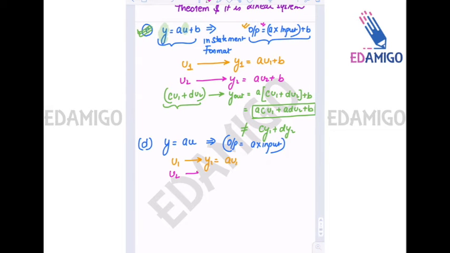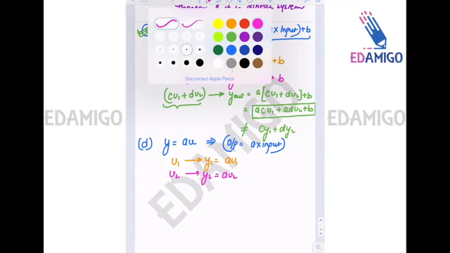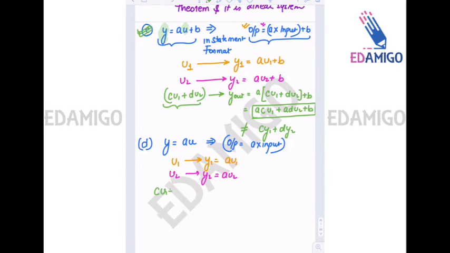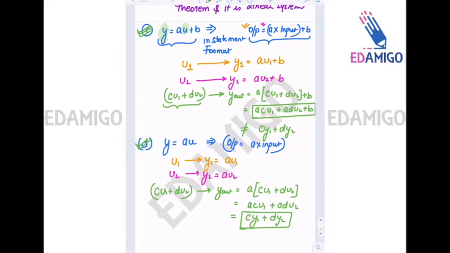For u2 the output will be y2, that is A u2. For C u1 plus D u2 the output will be y out, that is equal to A times the input, that is C u1 plus D u2, that is A C u1 plus A D u2, that is C times y1 plus D times y2, and thus we can say that this is a linear system because it is following the superposition theorem.